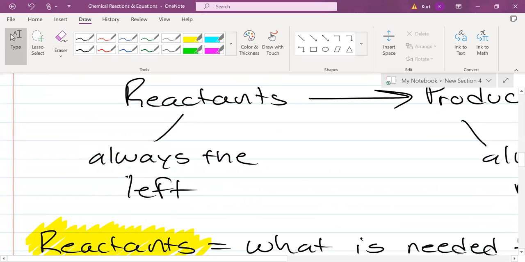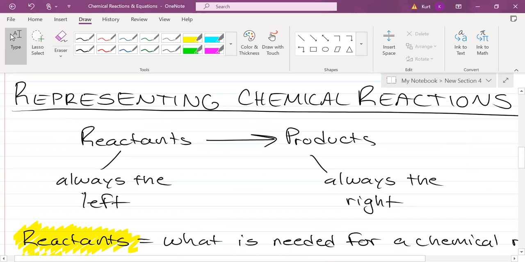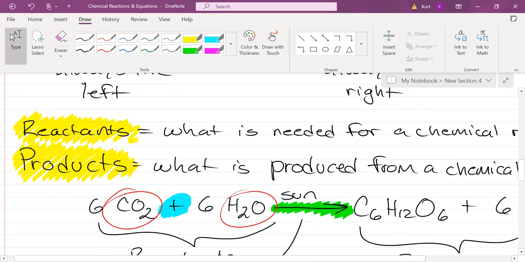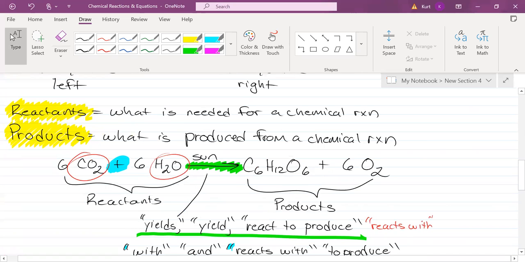Reactants are always on the left side of a chemical reaction. There are no exceptions to that rule. That's one of the few times in science that you'll actually hear an instructor say, no exceptions. And products are always on the right. The reactants are what you need. The products are what you make. When you go through 13 years of school, kindergarten through 12th grade, your product is your diploma. Your reactants are those 13 years you've put in.